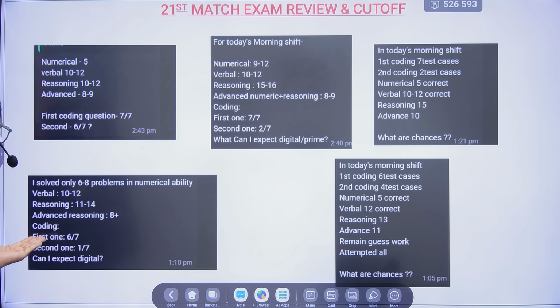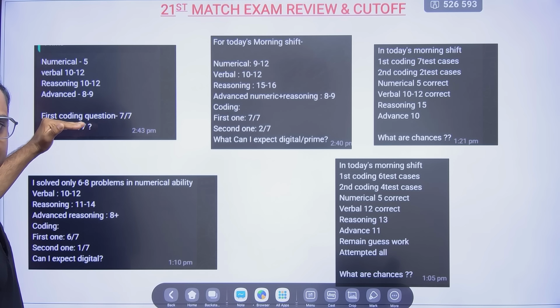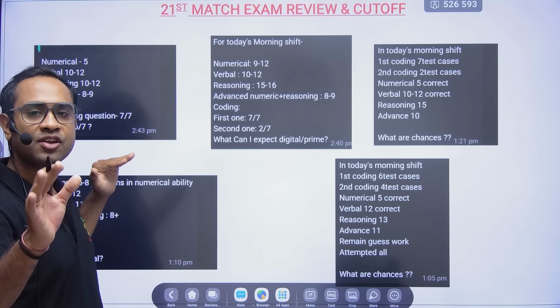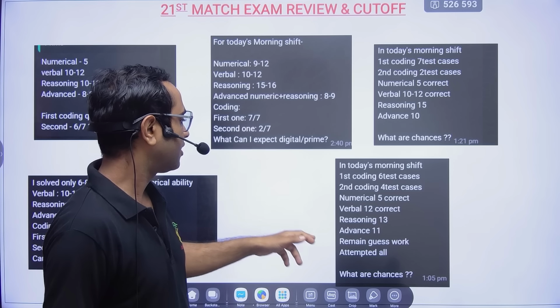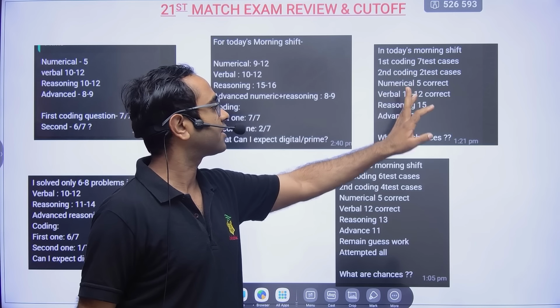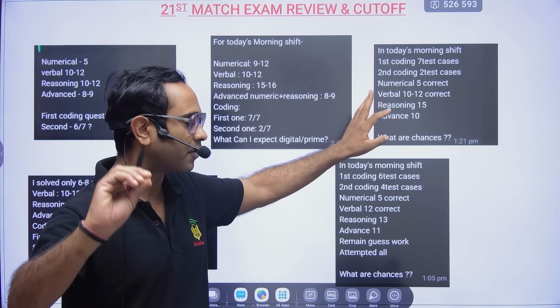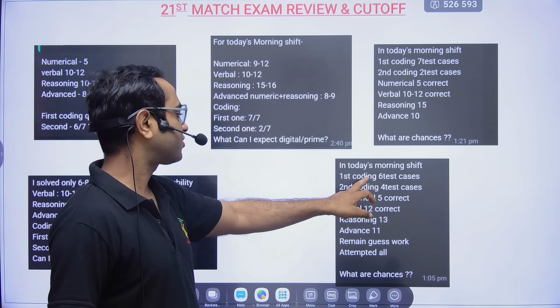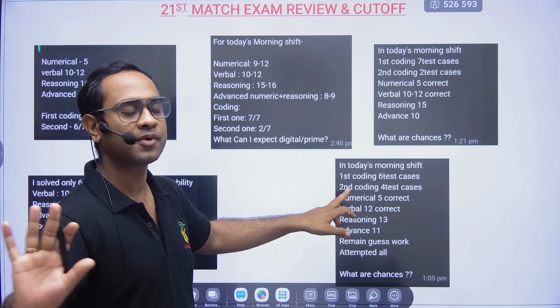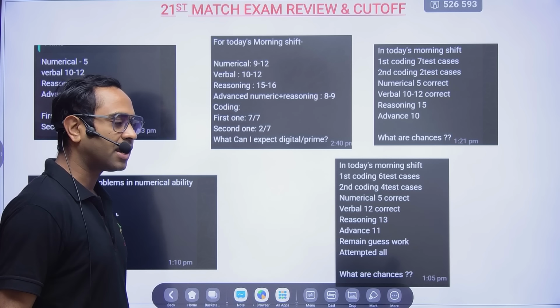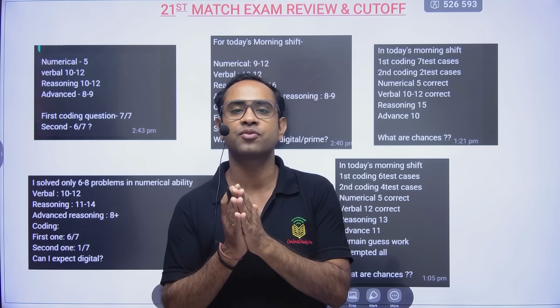If you did the first question and a second, can you expect digital? Yes, you can expect digital. If you did the first coding question with 6 of 7 test cases and the other things perfectly, then you are going to get a prime interview. If you did 7 test cases and the second coding 2 test cases, digital is confirmed, and prime you might also get. First 6 and second 4, you will be getting the prime role interview. That is how it will be decided. You do not have to worry.